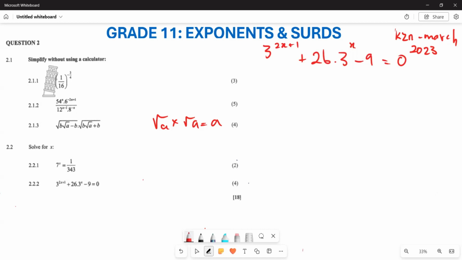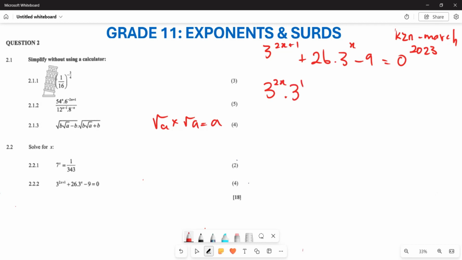Now, the first thing that you can do here is, if you look at this, you can factorize this, right? And how can you factorize this? Let's find out. Before we factorize, let's just break this down so that you can see what it is. This is the same as 3 to the power of 2x multiplied by 3 to the power of 1.